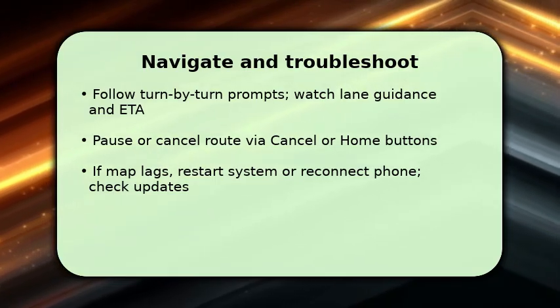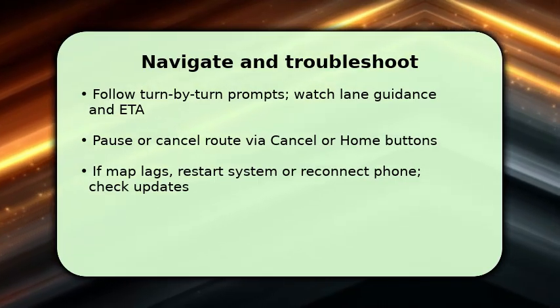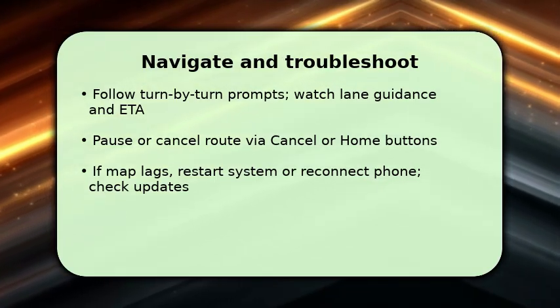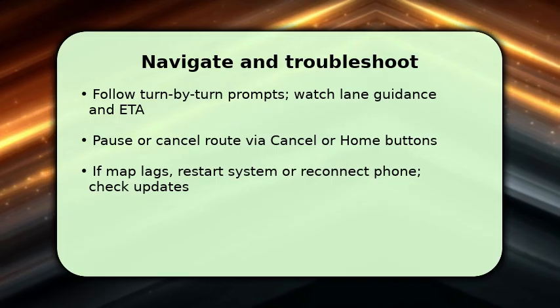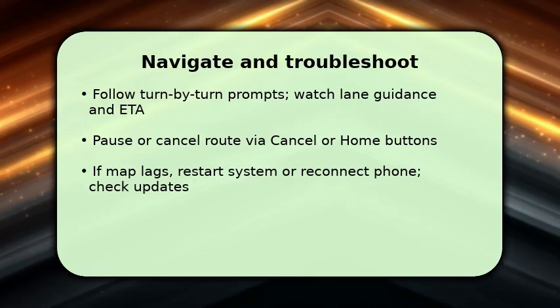If the map lags, the common fix is to restart the infotainment system or disconnect and reconnect your phone to restore traffic data. If problems persist, make sure Map and Entune software are updated at a dealer or via Toyota updates.